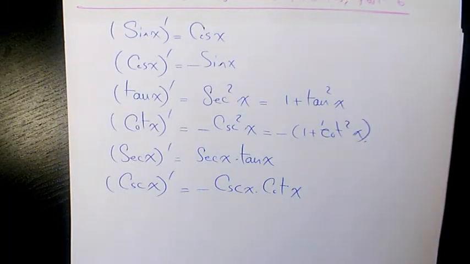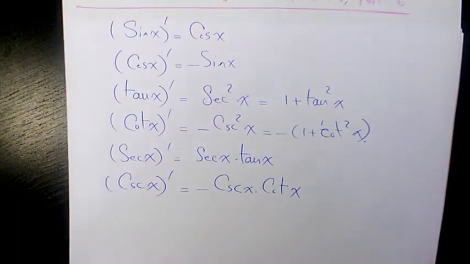The derivative of sine x is cosine x, derivative of cosine x is negative sine x, derivative of tan x is secant squared x or 1 plus tan squared x, derivative of cotan x is negative cosecant squared x or negative times 1 plus cotan squared x. Derivative of secant x is secant x times tan x. Derivative of cosecant x is negative cosecant x times cotan x.